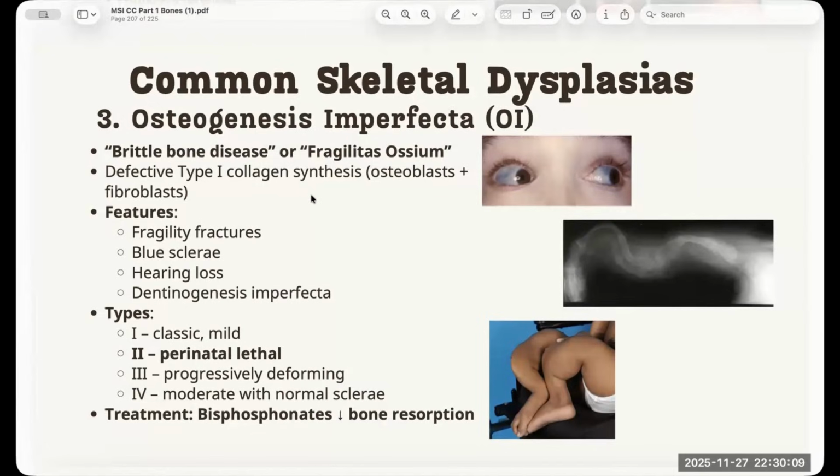As a repetition, it's brittle bone disease, a defect in type 1 collagen. There are fragile fractures, blue sclera, and hearing loss because of the defect in collagen in the ears. There are types from mild to severe, and the treatment is bisphosphonates because they decrease bone resorption.